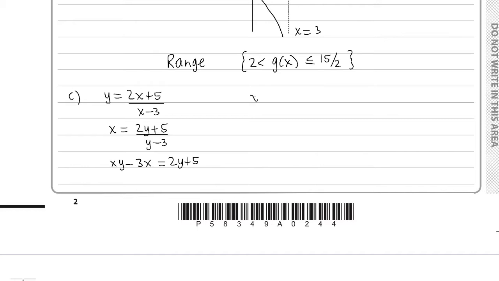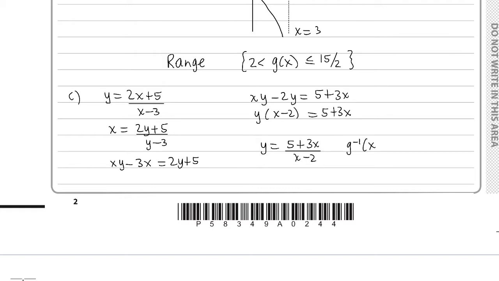So xy minus 2y is 5 plus 3x. I will factor out the y, and this will allow me to make y the subject of the formula. Now, if I stop here, I'm actually wasting one of the marks because I need to say g inverse of x. So g inverse of x is 5 plus 3x over x minus 2.